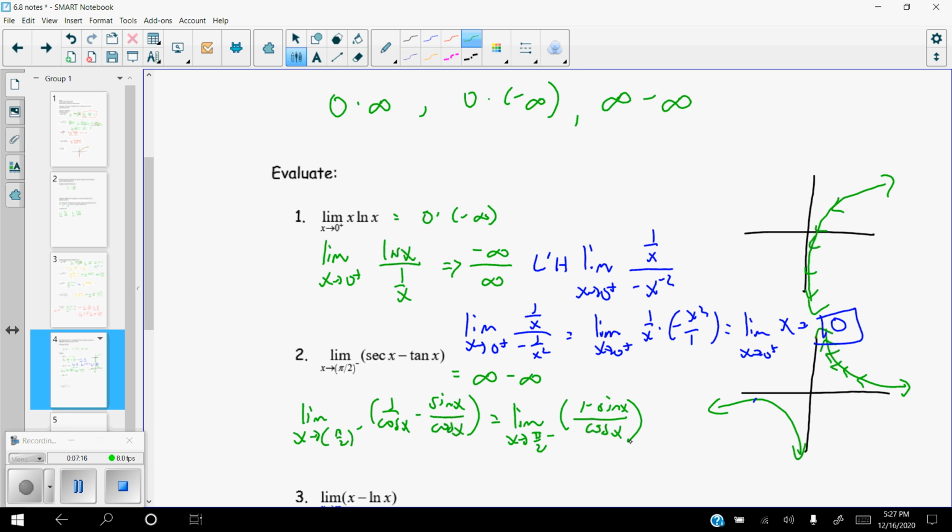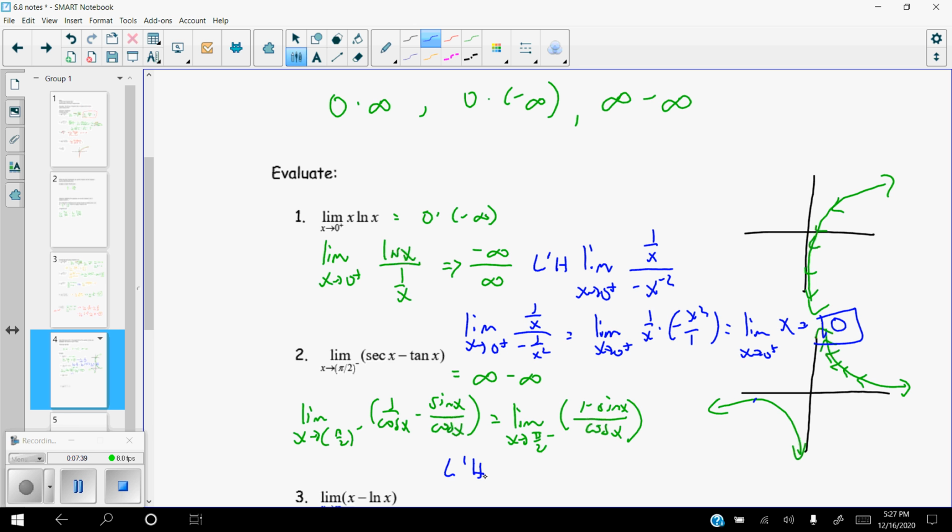So now if you directly substitute pi halves into your numerator, we get 1 minus the sine of pi halves. Sine of pi halves is 1, so you get 0 in the numerator. That's still okay, as long as we don't have 0 in the denominator. But alas, cosine of pi halves is also 0. So we would get 0 in the numerator and denominator. So now we can apply L'Hopital's rule because we did have the right form.